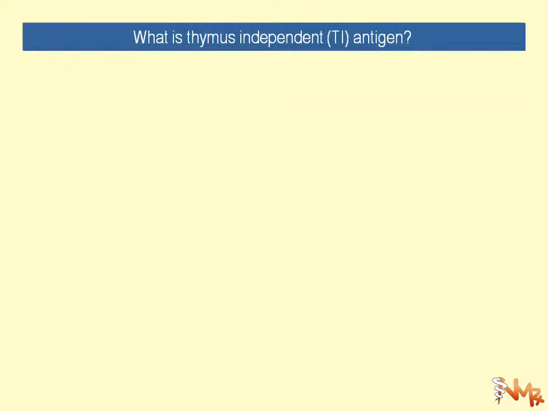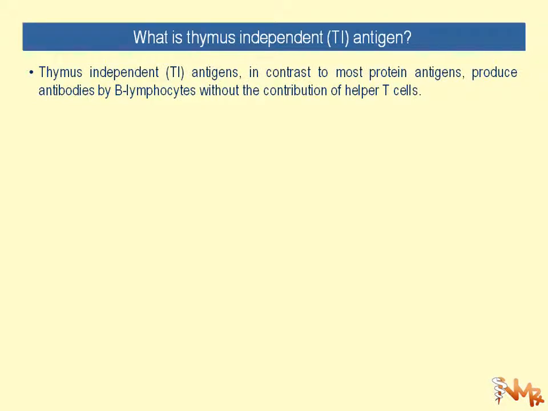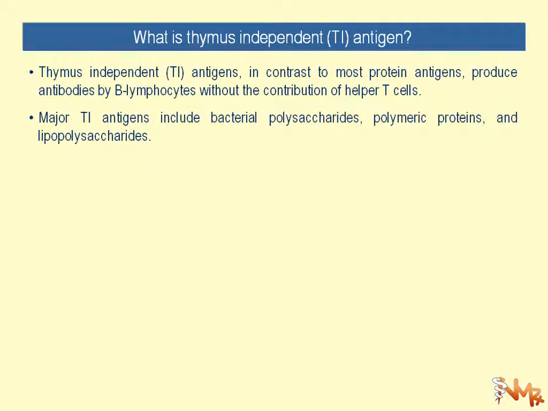What is Thymus independent antigen? Thymus independent antigens, in contrast to most protein antigens, produce antibodies by B lymphocytes without contribution of T helper cells. Major Thymus independent antigens include bacterial polysaccharides, polymeric proteins, and lipopolysaccharides.